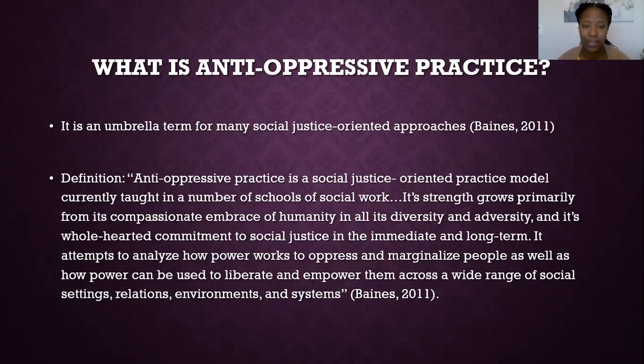Anti-oppressive practice is a social justice-oriented practice model currently taught in a number of schools of social work. Its strength grows primarily from its compassionate embrace of humanity in all its diversity and adversity, and its wholehearted commitment to social justice in the immediate and long term. It attempts to analyze how power works to oppress and marginalize people, as well as how power can be used to liberate and empower them across a wide range of social settings, relations, environments, and systems.